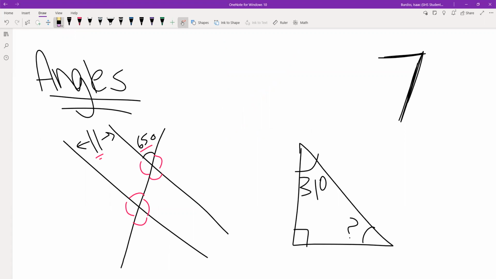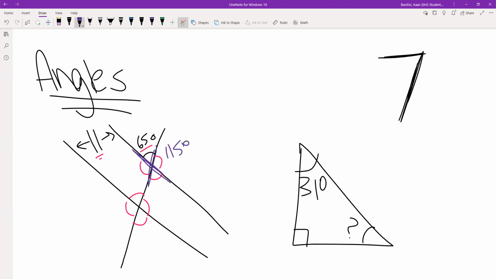Now that's not what these are. These two angles right here, let me just do different colors so it's easier to see, these two are called supplementary. That means they add up to equal 180 because this is a flat line. So we do 180 minus 65 to figure out that angle, which is in fact 115.